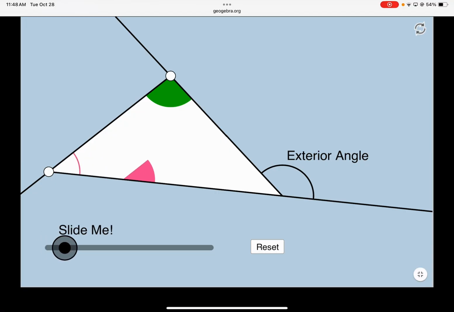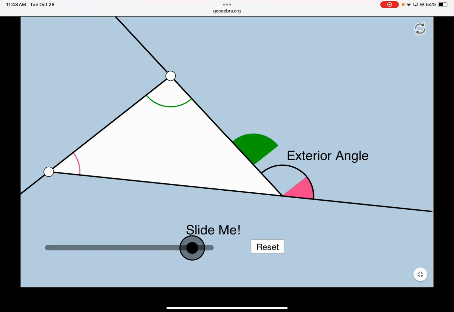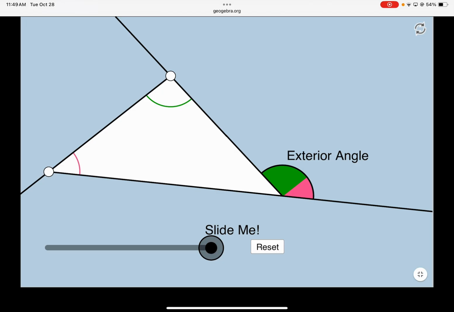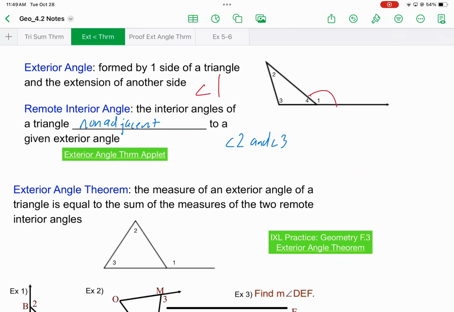Okay? So if I slide this, you'll see I've got that angle there. And then if I take my green angle and I rotate it, connect it to that line and slide it there, boom. So what that means is if I add together my green angle and my pink angle, it equals my exterior angle that's on the outside there. And that's exactly what our next theorem says.